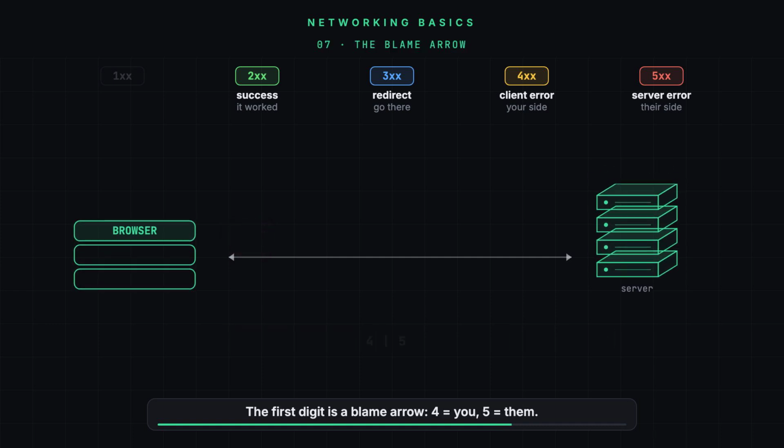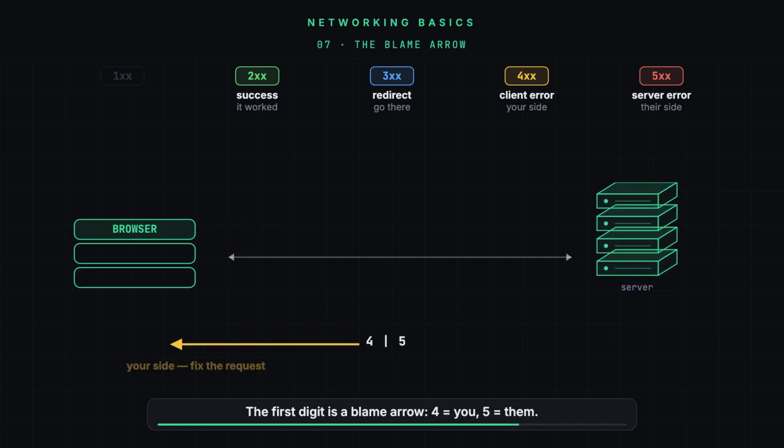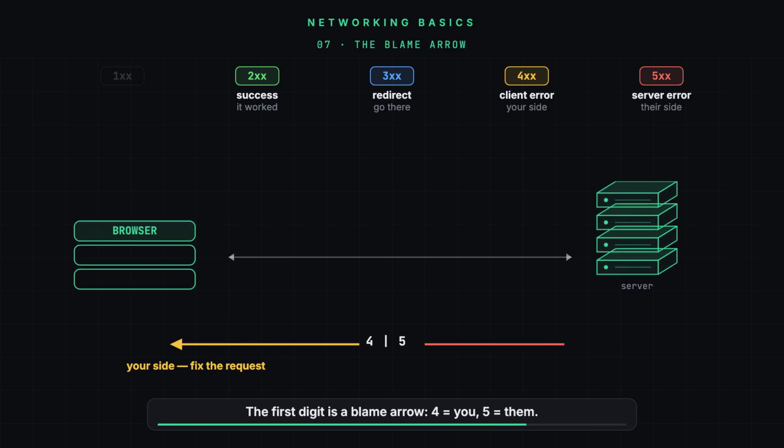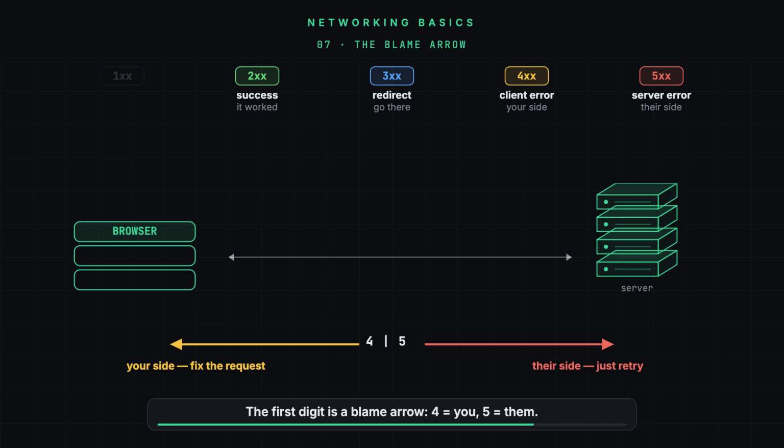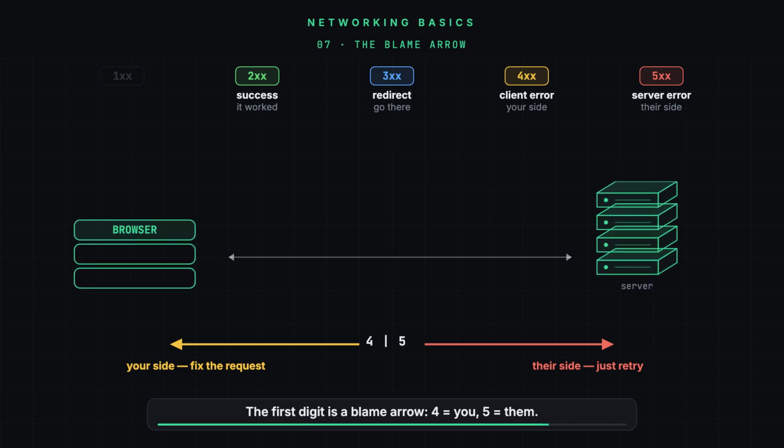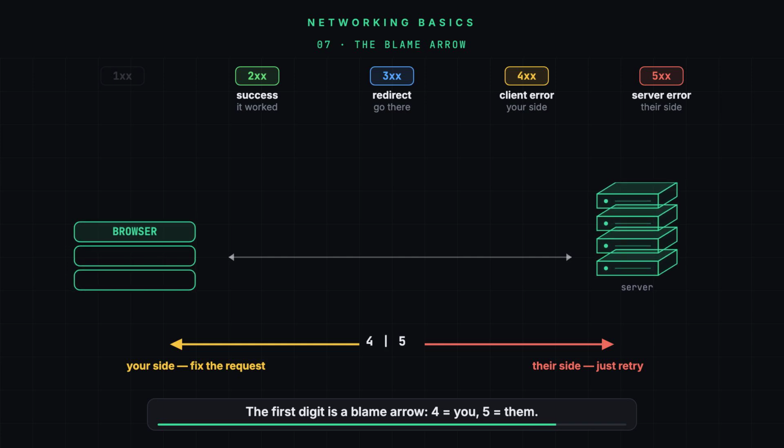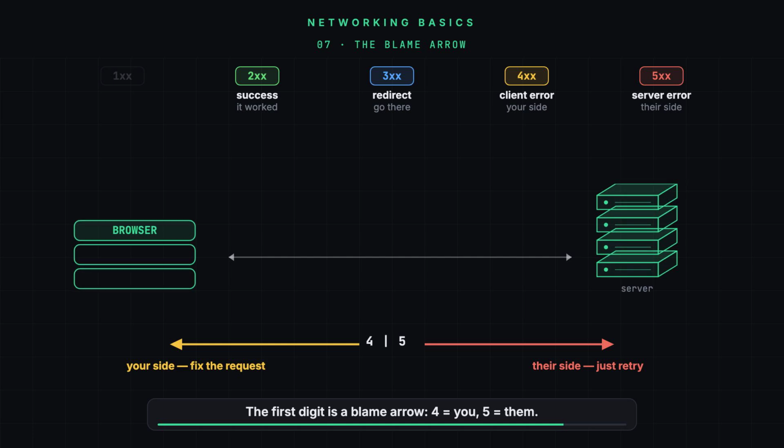So the first digit is really a blame arrow. 4. Check your side. The address, the login, the request itself. 5. It's them. All you can do is retry. That 1 digit is the first thing an engineer reads in any log.